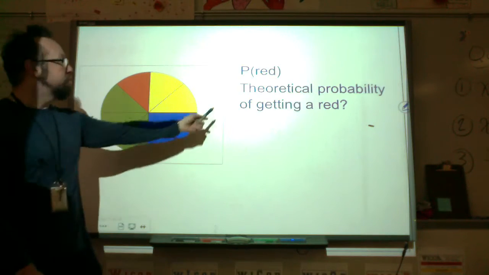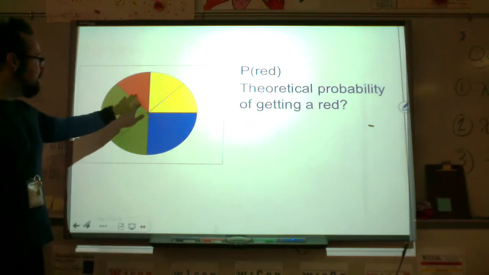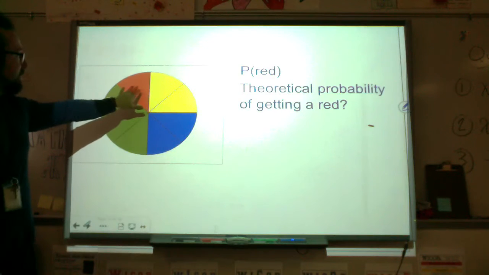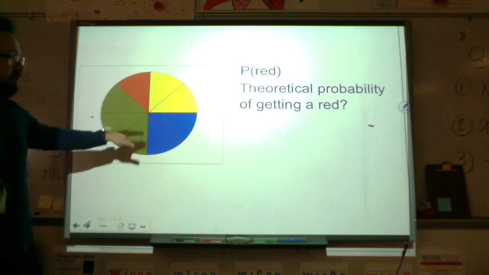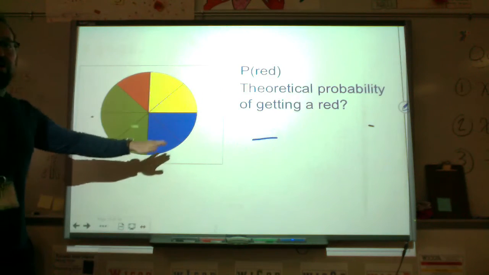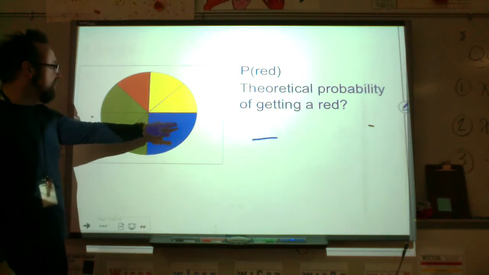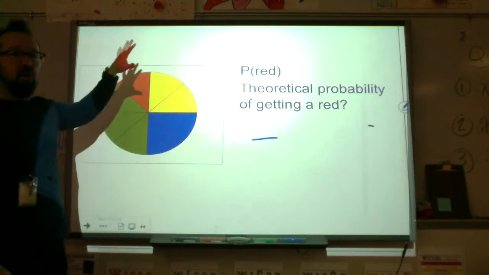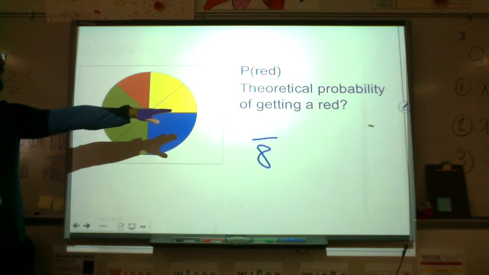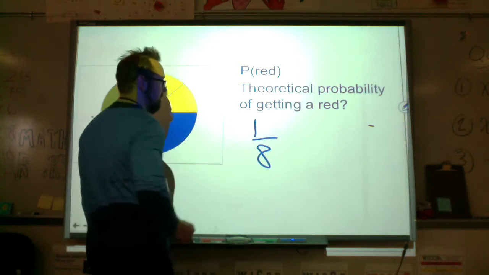Now here you just see a capital P and then the word red. The capital P means what's the probability. So it's asking us the probability to land on red on this spinner. Again, my bottom number is always going to be how many total outcomes there are. So I have to count how many spots there are in the spinner. There's 1, 2, 3, 4, 5, 6, 7, 8. So there's 8 total possibilities. That's my denominator. And the probability of getting a red, well, how many reds are there? There's 1. So it's 1/8.